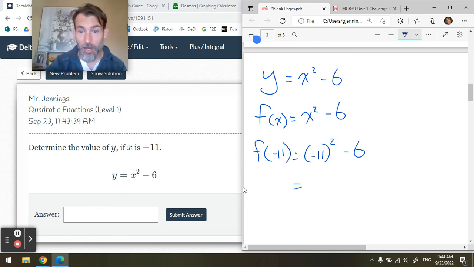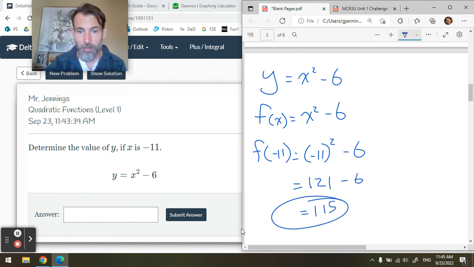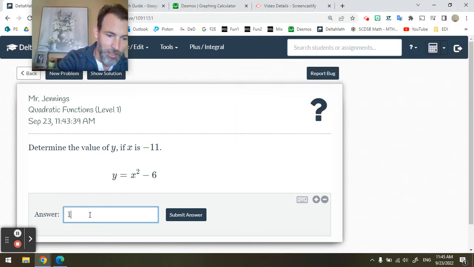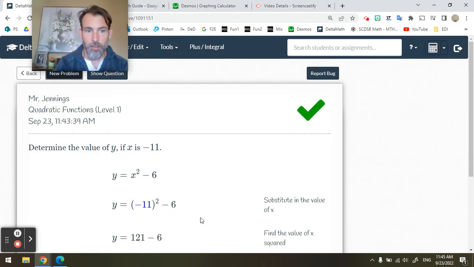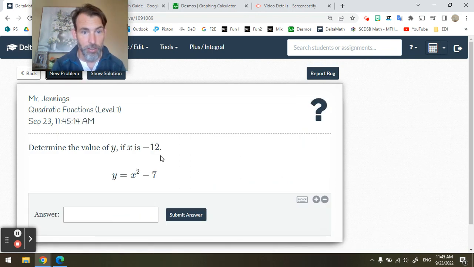So here we get 121. Negative 11 times negative 11 is positive 121. Minus 6 gives us 115. There you go. And if you had that in your head a long time ago, good for you. You know your squares, and you can do subtraction in your head. Hooray! Don't forget this.